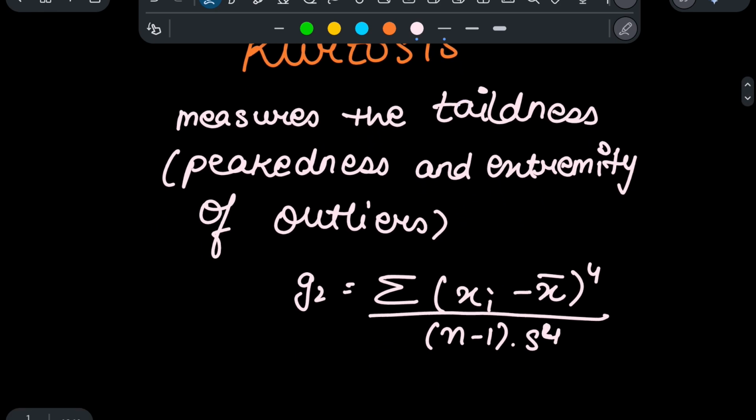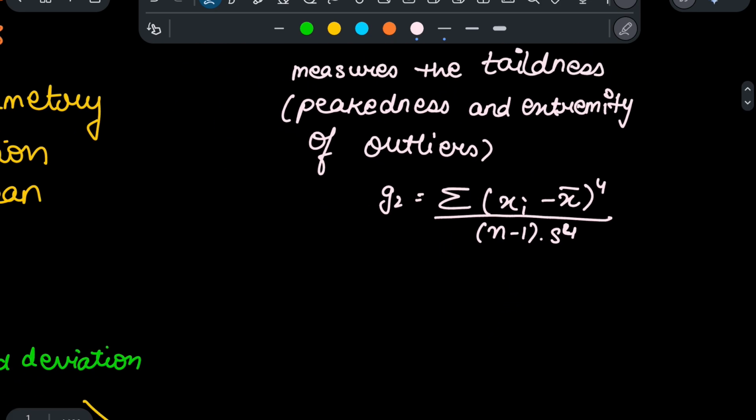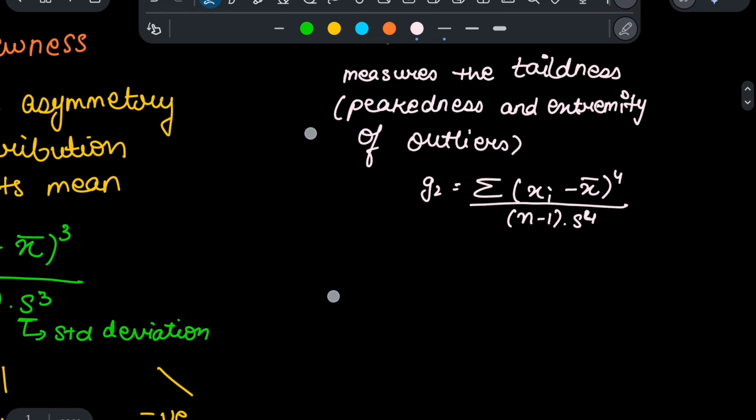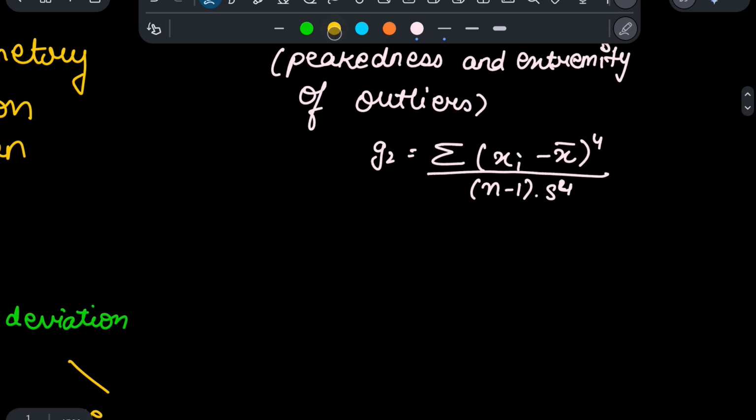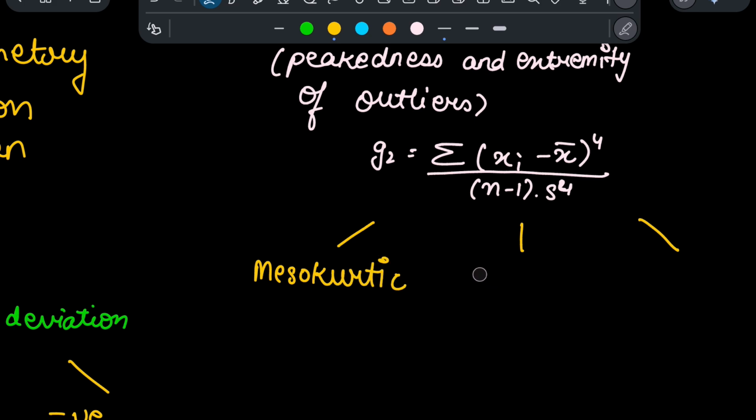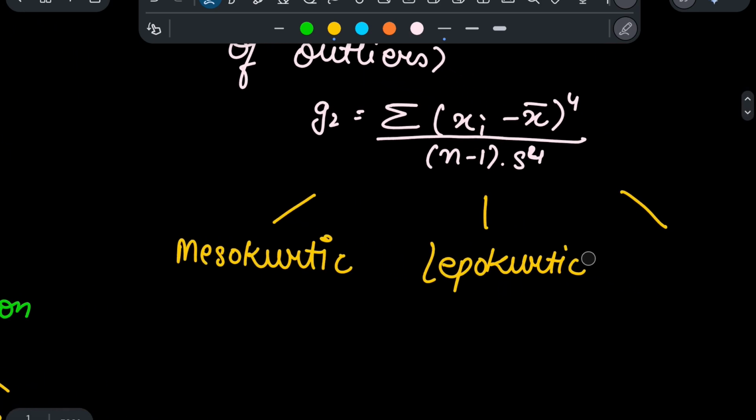As with skewness, we have different types of kurtosis also. We have basically three types of kurtosis. The first one is the mesokurtic kurtosis, the second one is the leptokurtic kurtosis, and the third one is the platykurtic kurtosis.